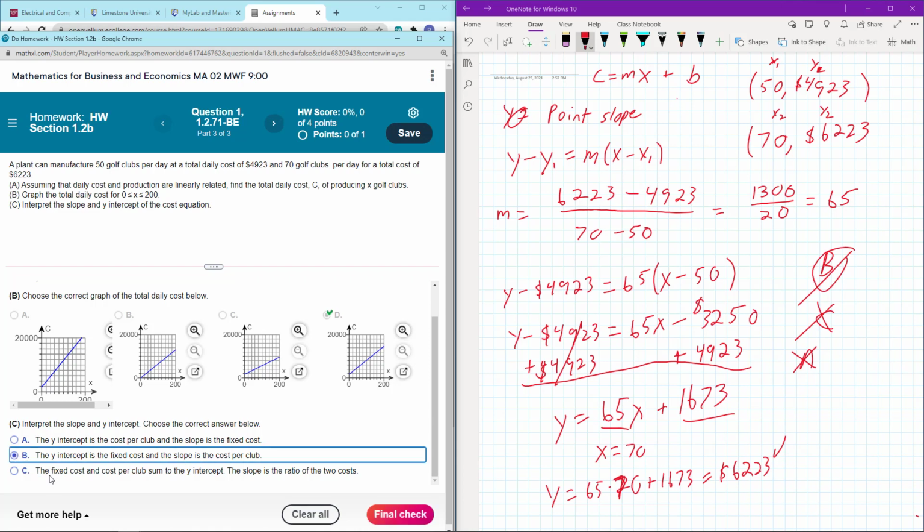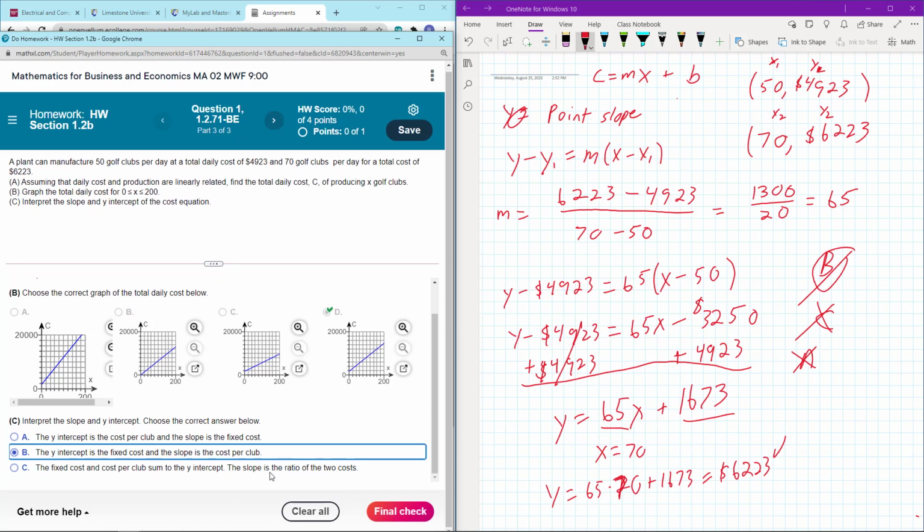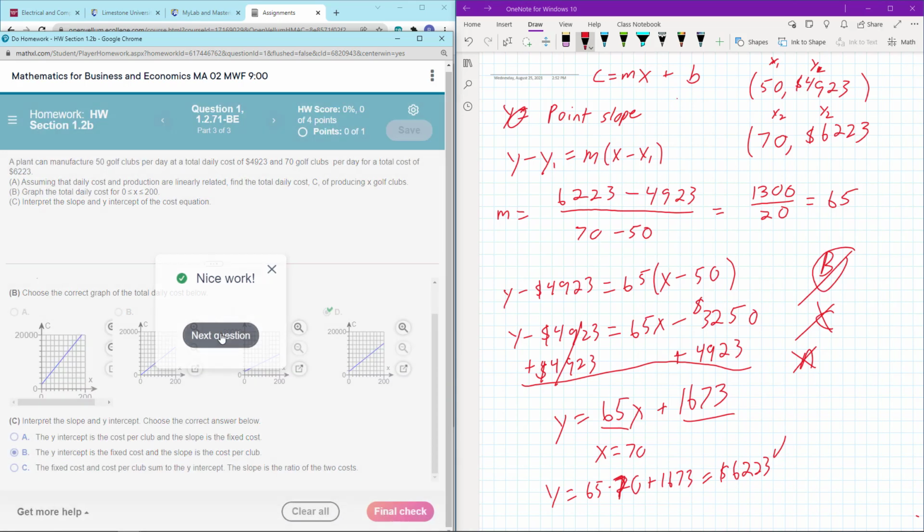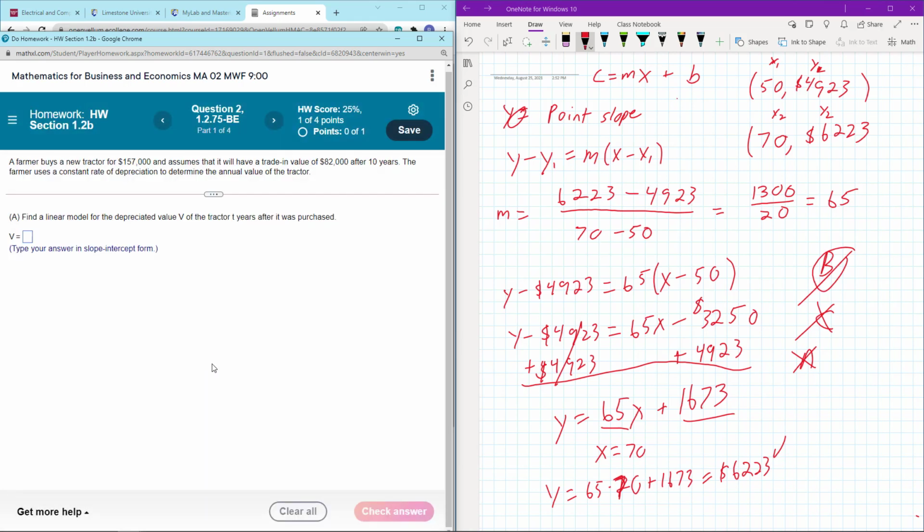Let's take a look at the last one. The fixed cost and the cost per club sum to the y-intercept. The slope is the ratio of the two costs. That makes no sense whatsoever, so it is going to be the other one. And we can go ahead and click final check, and there we go. Okay, and then that is all we have for that particular one.